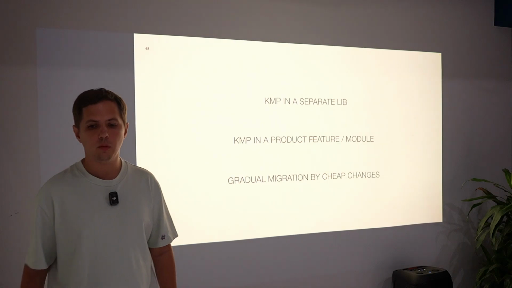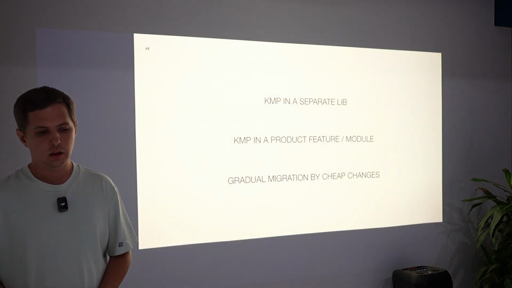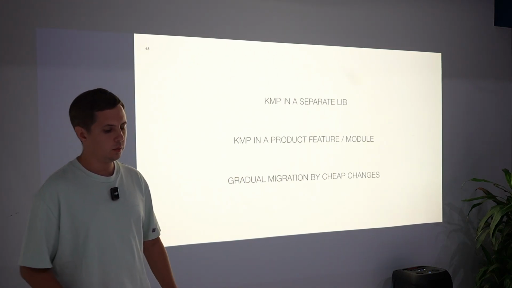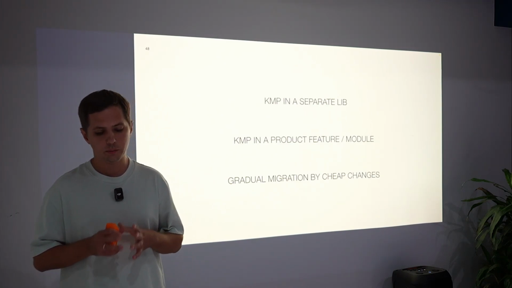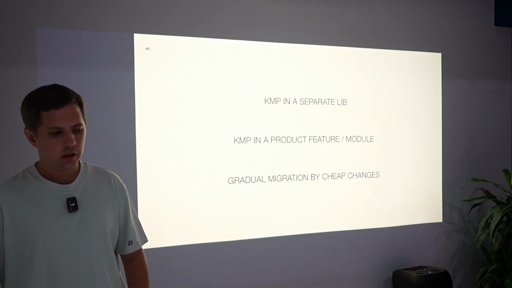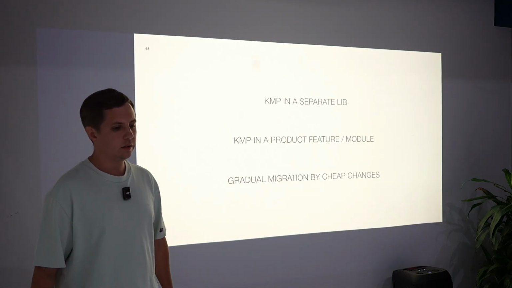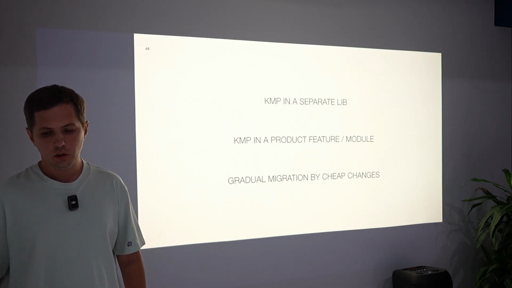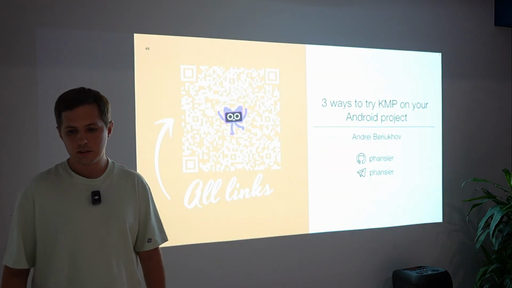So just to sum up, we looked at three ways of using Kotlin Multiplatform in your project. First of all, if you never met KMP before, I would recommend you try writing some small application, some small pet project, and after it choose how to use it in your production application. You can choose from a separate library or a product feature, and use the experience you had with the separate library. Or if you are not planning to use it in iOS, you can just gradually migrate your Android repository with cheap changes. So that's the final slide.